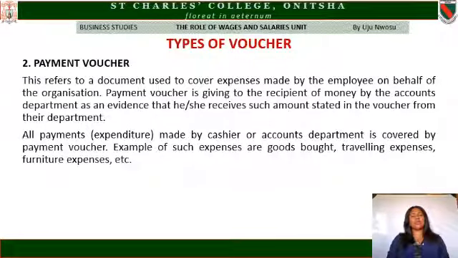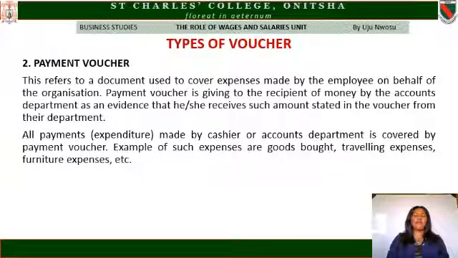Payment voucher is also a document used to cover expenses made by the employee on behalf of the organization. Payment voucher is given to the recipient of money by the accounts department as an evidence that he or she received such amount stated in the voucher from their department. All payments or expenditure made by the accounts department is covered by payment voucher.